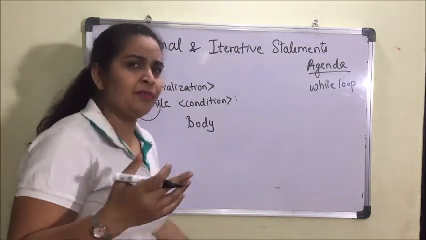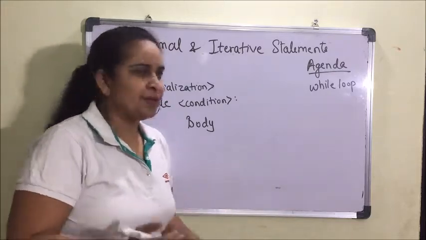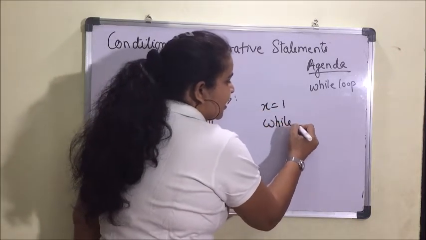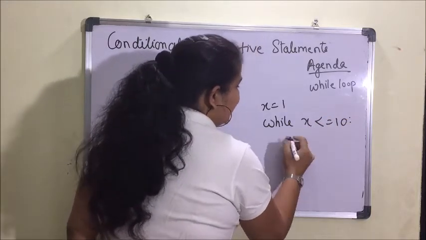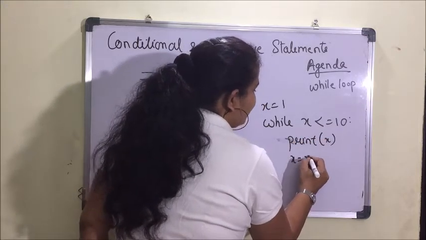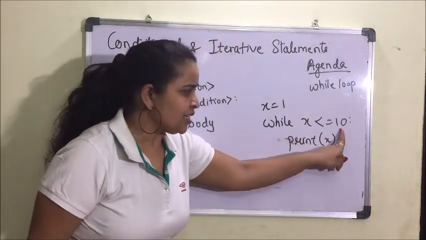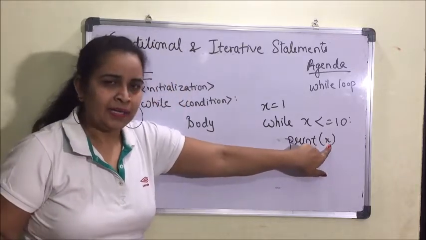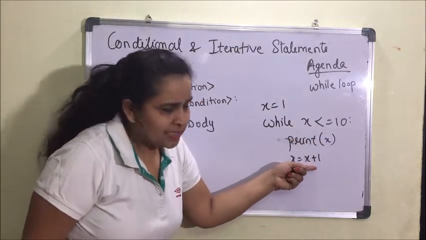Suppose we want to print the very basic example, the numbers 1 to 10. We can simply write x = 1, while x <= 10, print x, and x = x + 1. In this, initialization is done here, condition checking is done here, and print x means we are printing the value. First time 1 will be printed and the increment will be done inside the loop.